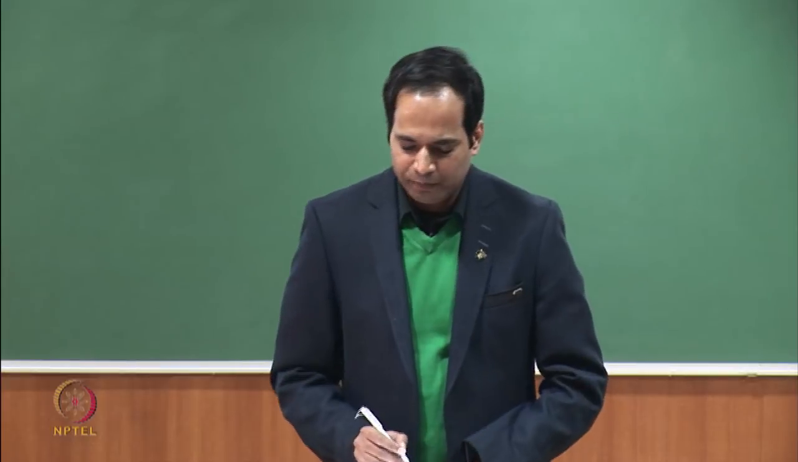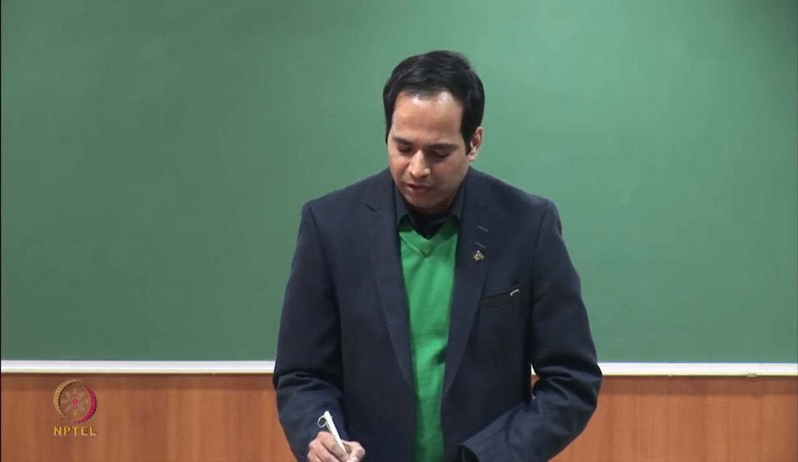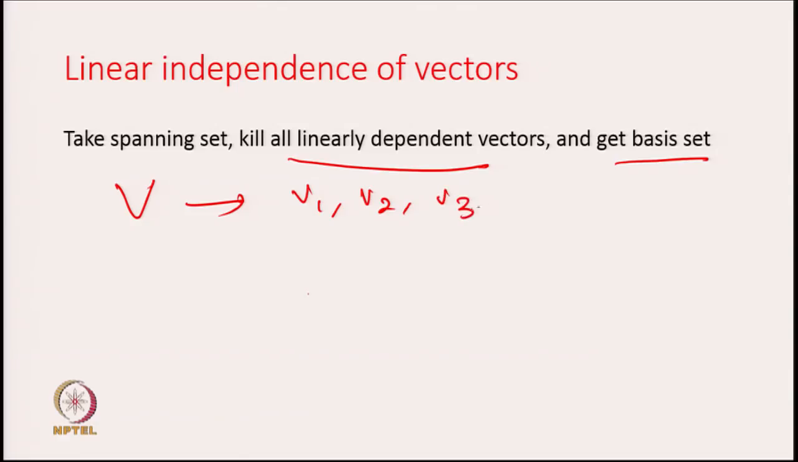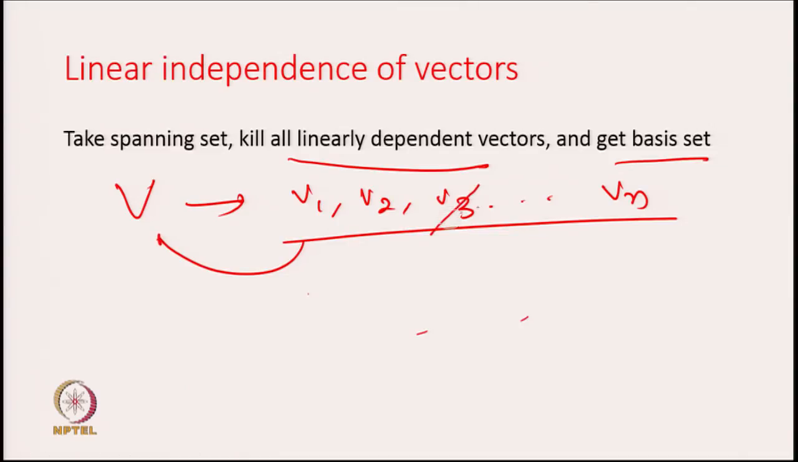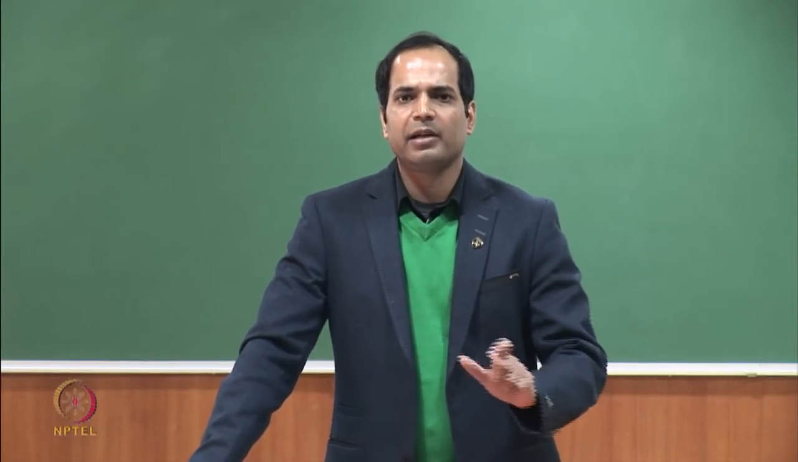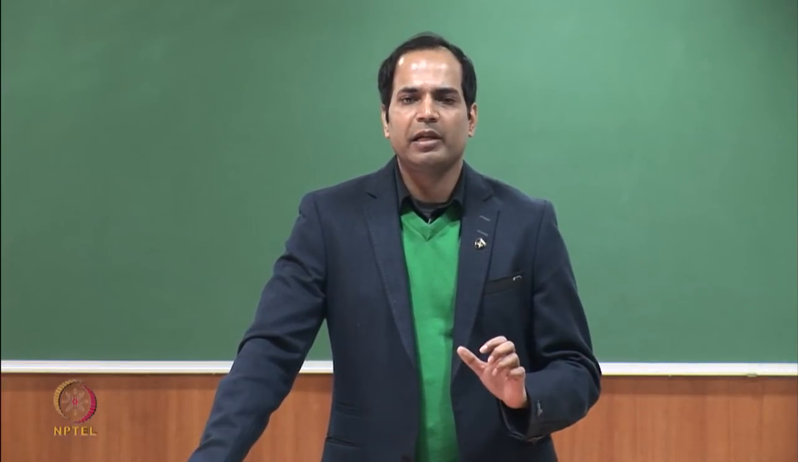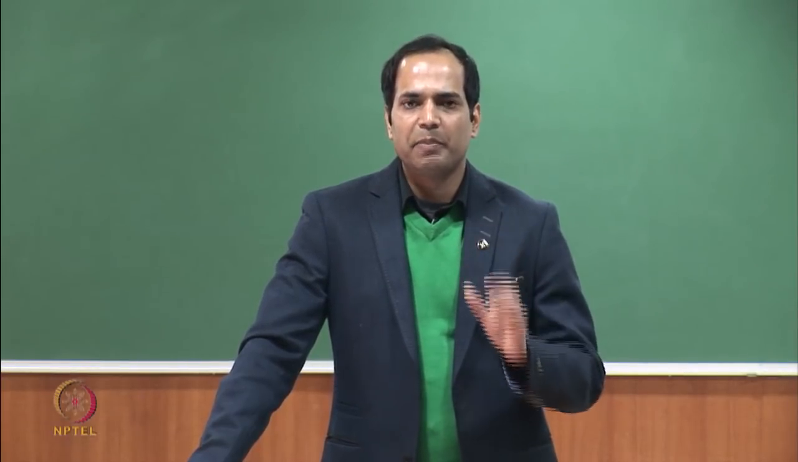So, what is the idea? You have a vector space V, you find the vectors v1, v2, v3 and so on and so forth, let us say vn, which allow you to span this vector space. You find that some of the vectors are linearly dependent, you kill those vectors, you get a reduced set, but this reduced set is still able to span the complete space, and this reduced set where there is no linear dependence and which is still able to span the complete vector space is known as a basis set.